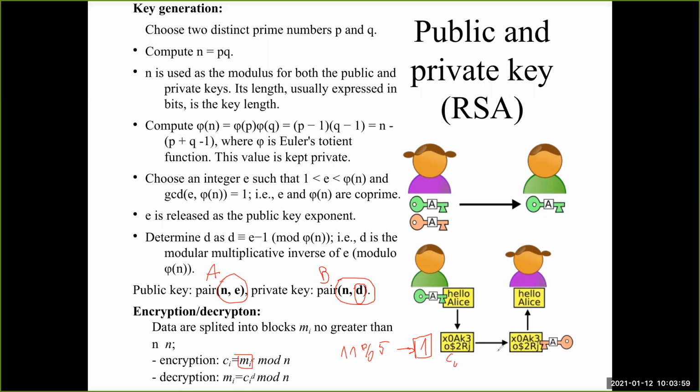The data is sent to Alice, and Alice, using key B, tries to decrypt it because she has this value N and D. So finally, she can read "hello Alice".